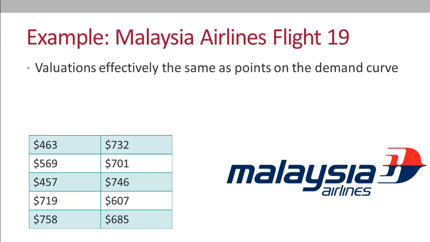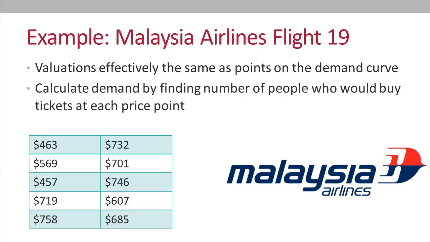The 10 valuations we have are functionally the same as 10 points on the demand curve for the flight, which is enough for us to calculate the entire curve. What we need to do is sum up the number of people who would buy a ticket at each of the 10 price points. That's the demand at each of the price points. For example, if we charged a single price of $700 for the flight, 5 of our surveyed passengers would buy a ticket because 5 of our surveyed passengers value the flight at more than $700.